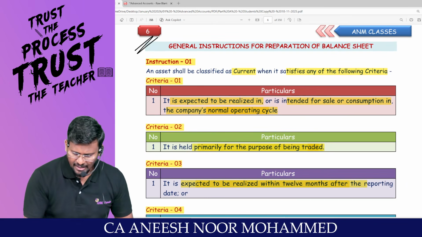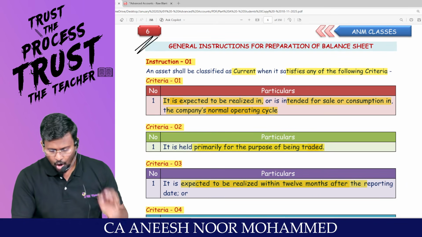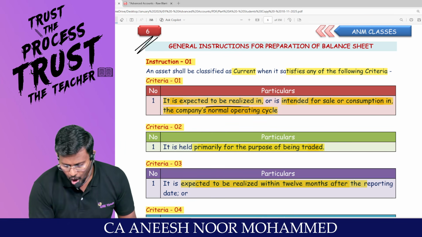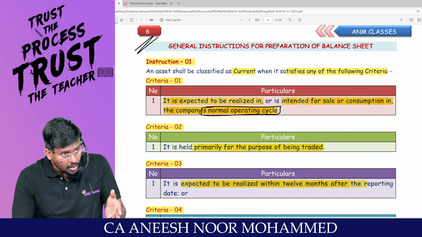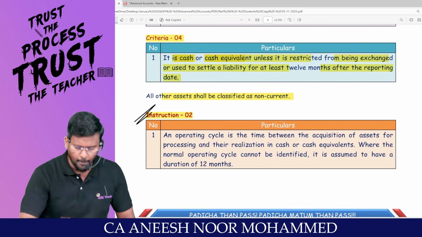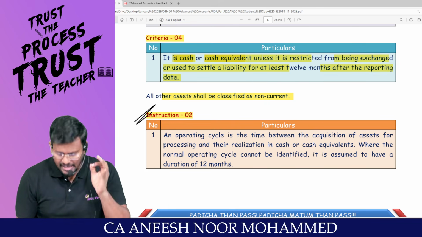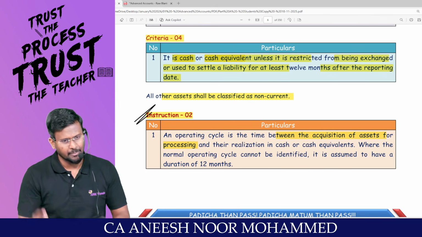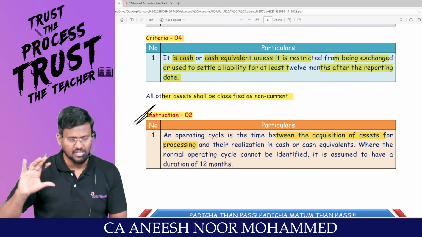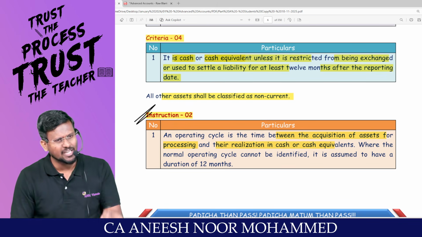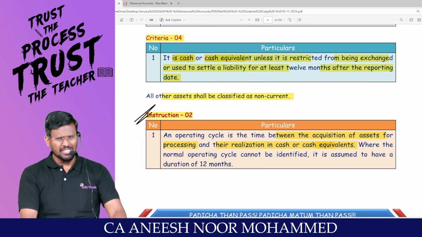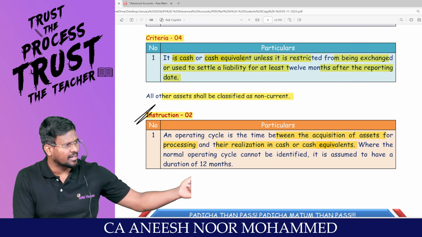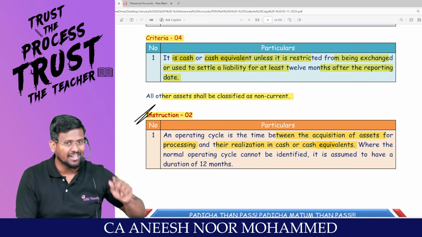Instruction number 2. Sir, you only said that it is expected to be realized in, or intended for sale or consumption in, the company's what cycle? Normal operating cycle. Sir, what is the normal operating cycle? An operating cycle is the time between the acquisition of an asset for what? Processing. That means I purchased an asset for processing, and its realization in what or what? Cash or cash equivalents. That means I will convert the raw material into finished goods, I will sell the finished goods to my debtor, and the debtor will pay money to me. That is called one operating cycle.